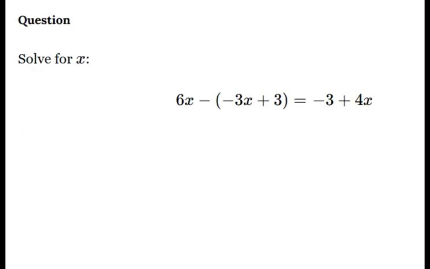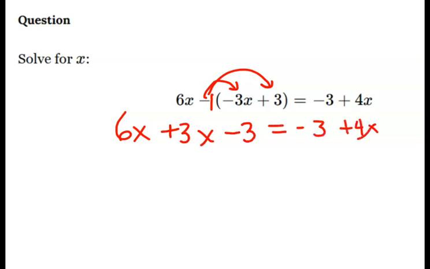As a reminder, when you're distributing, you're only allowed to distribute whatever directly touches the parentheses, not something that comes before that. So in this example, the 6x is not being distributed. This negative sign is being distributed, and you can imagine it as a -1. -1 times -3x is positive 3x. -1 times 3 is -3.